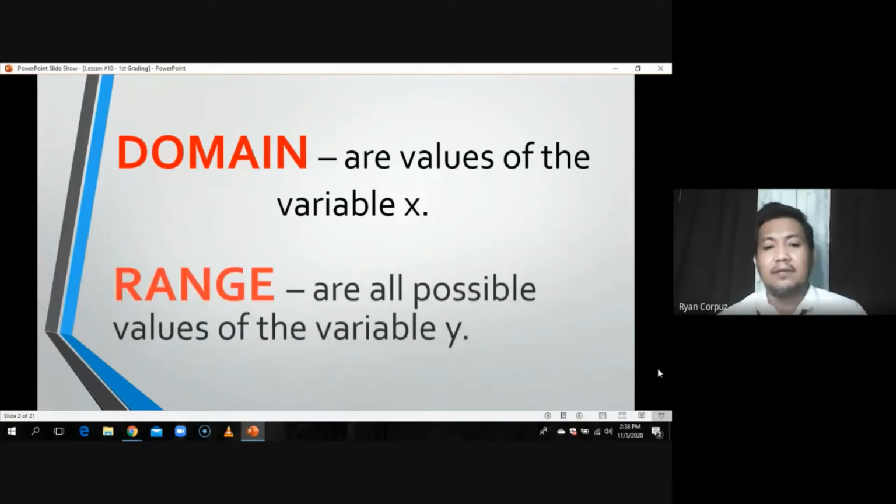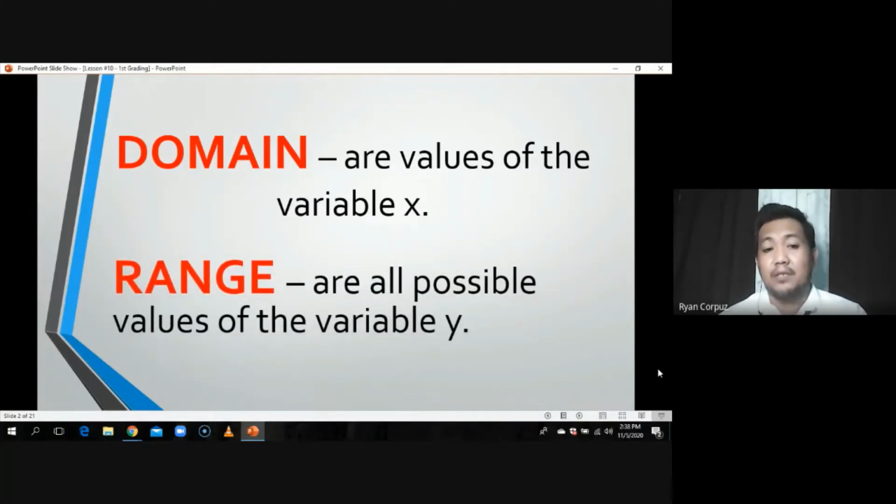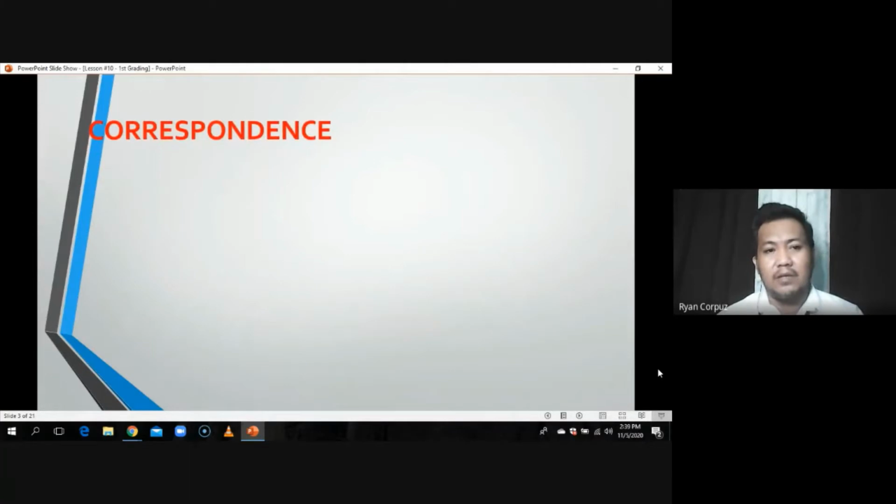On the other hand, range is what we call all possible values of the variable y. Usually, yung range natin, yun yung nasa lower part of the table of values. Those are values of y, and those values of y are also called range. This domain and range, we can also make use of in discussing topics about quadratic function. Aside from domain and range, another thing na i-recall natin is yung tinatawag natin na correspondence. So ano ba yung correspondence na yon?